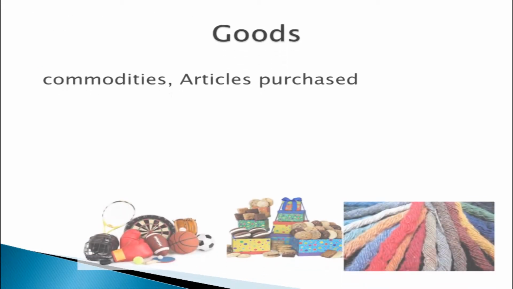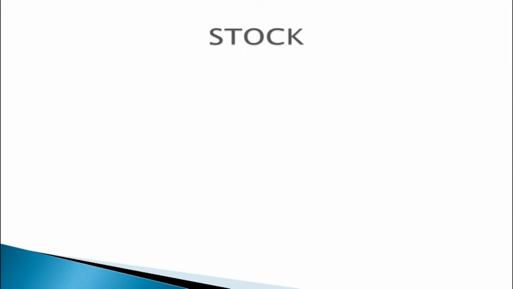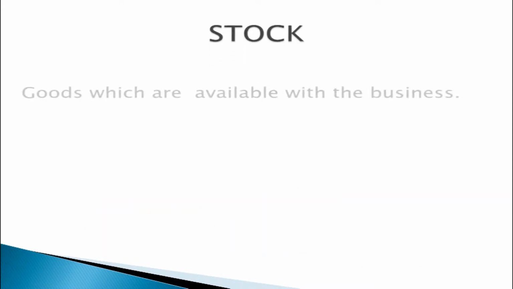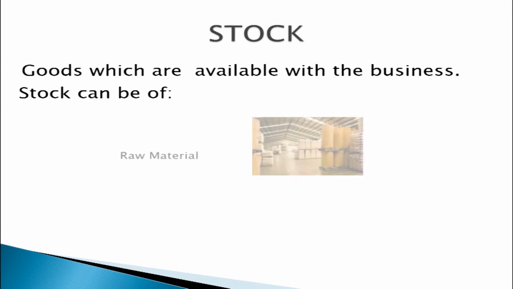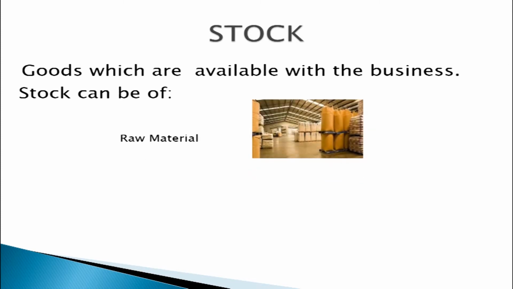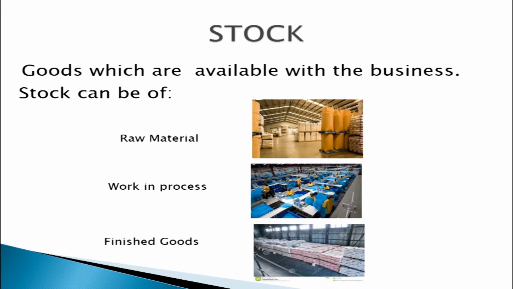Next term is goods. Goods are the commodities in which a business deals. Next term is stock. Stock means the goods which are available with the business on a particular date. Stock can be of raw material which will be used for manufacturing, work in progress which is on the machines for manufacturing, and finished goods which is ready to be sold.